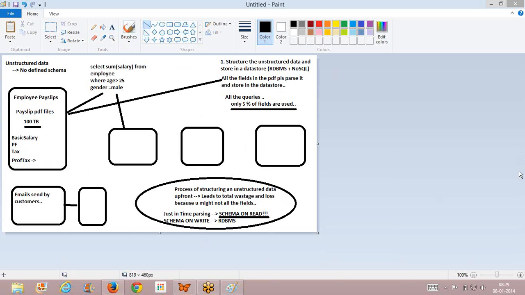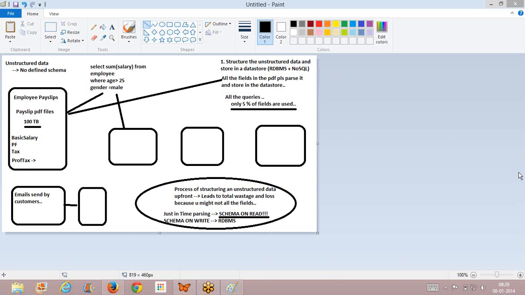So schema on read is basically, Ankit also wanted to summarize that. Schema on read is applying a dynamic schema to the data at runtime when you are reading the data. When you are reading the data, you apply the schema and read. So that is schema on read. And this is another principle which helps you handle the big data problem. Is that clear? I hope.